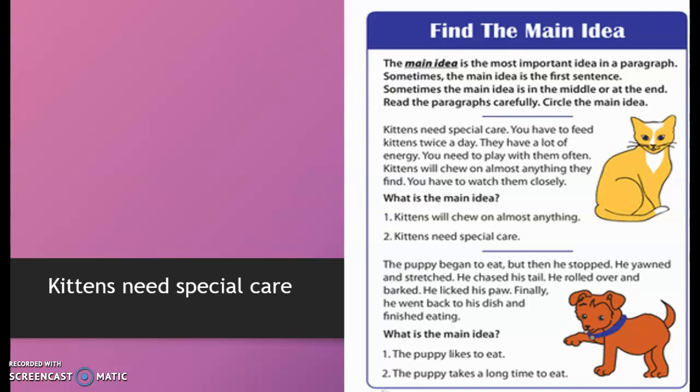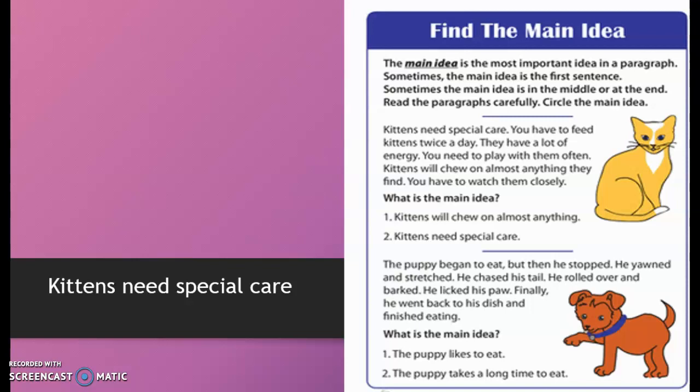Let's read the second paragraph. The puppy began to eat, but then he stopped. He yawned and stretched. He chased his tail. He rolled over and barked. He licked his paw. Finally, he went back to the dish and finished eating.